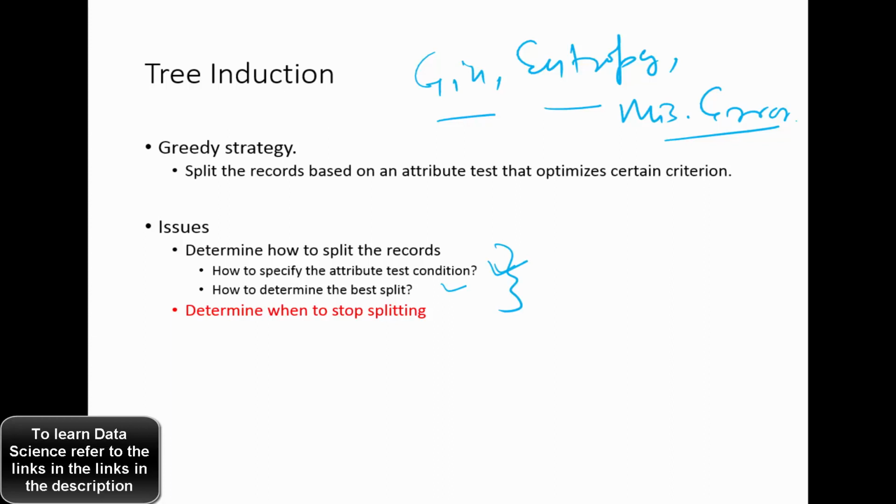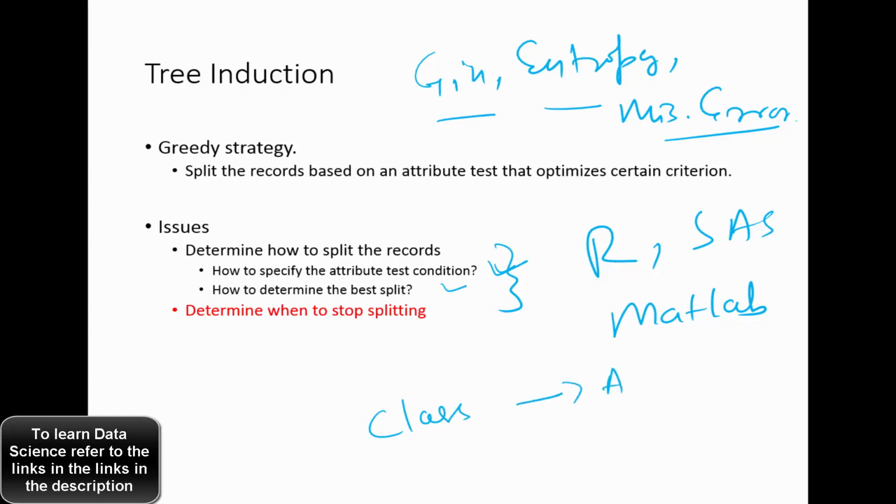Of course, nowadays you don't have to do all these things because the computer gives you. If you're using R, SAS, or MATLAB, you don't have to do all these things. You don't have to calculate Gini, entropy, and misclassification. It calculates it for you. All you need to do is give your class variable or target variable, and give attribute 1, attribute 2, attribute 3, and it's going to give you the final tree. You don't have to do all these calculations.